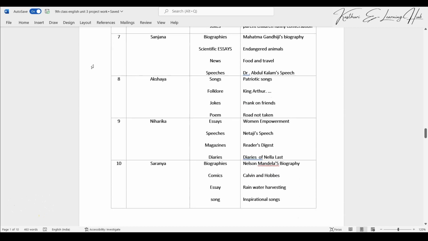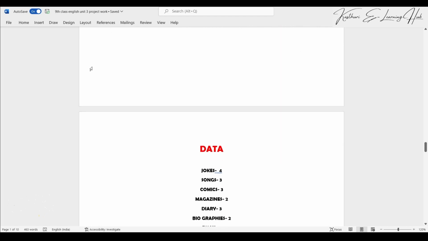Speeches. What type of speech? Dr. Abdul Kalam's speech or Netaji's speech. Magazines, National Geographic. So like that we need to ask them and collect the data. Essays, what topic? Women empowerment. And then biographies, Nelson Mandela's biography. So that way we need to ask, and now we have collected from 10 students. That is, each one of us has collected from two students each. So now we have consolidated the data.